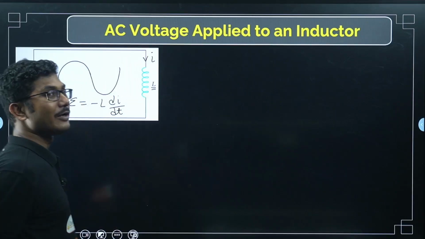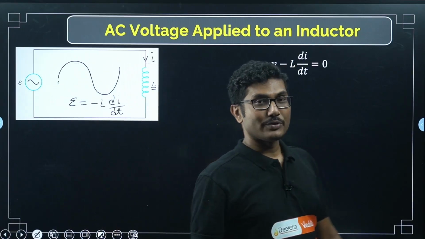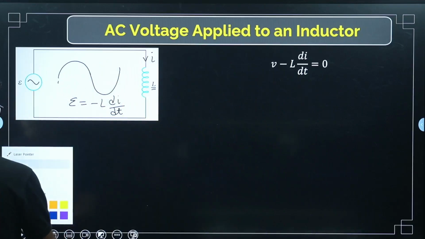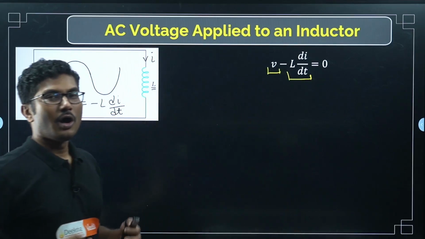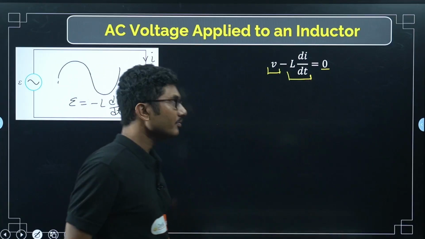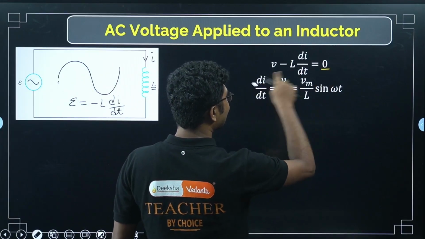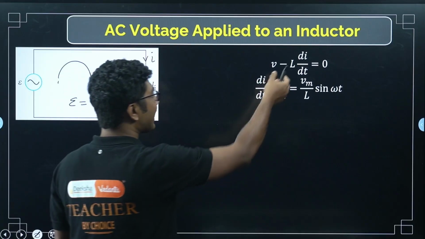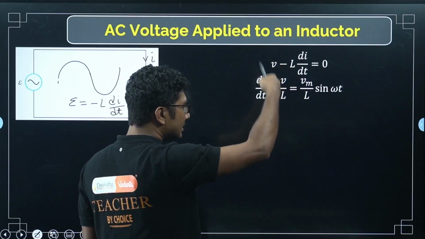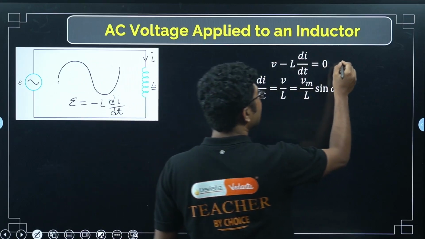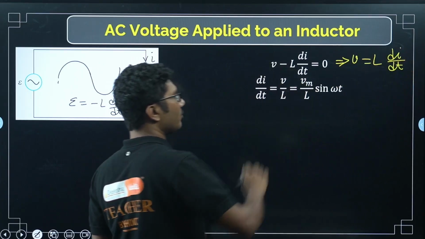Now they will try to make this balance. There is no external resistance connected, so normally the voltage that we are applying should be equal to the induced voltage. This is the induced voltage, and this is the applied voltage. They will try to cancel each other and the resultant should be 0, right? Now we can write this as L di by dt. We have taken di by dt to the left hand side and the negative sign to the other side, so it becomes positive. So di by dt is equal to V by L.